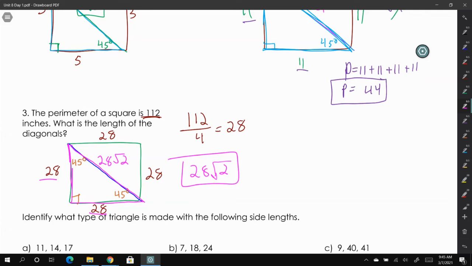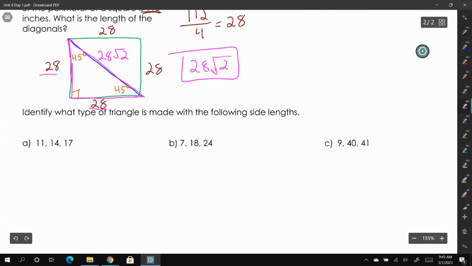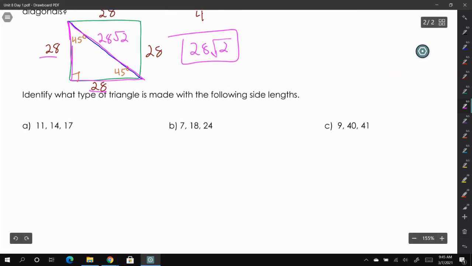Right, now, the last thing we're going to talk about today is how to determine if a triangle is acute, obtuse, or a right triangle based on the side lengths. And what we're going to use for that is the Pythagorean Theorem. So we're going to use the two shortest sides as our A and B terms, and then the longest side is going to be C. So I'm going to set this up as 11 squared plus 14 squared equals 17 squared.